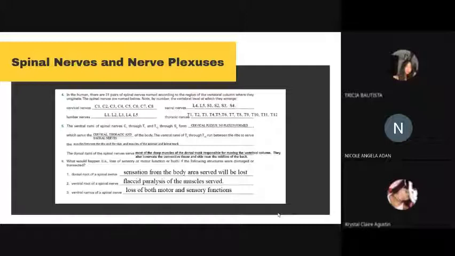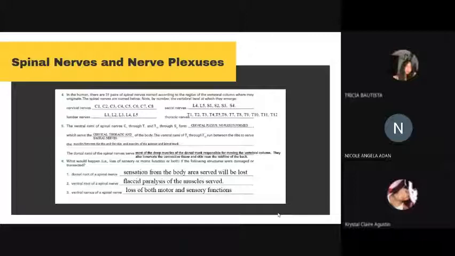The lumbar nerves is composed of the L1, L2, L3, L4, and L5. And the sacral nerves is composed of the L4, the L5, the S1, the S2, the S3, and the S4. For the thoracic nerves, it is composed of the T1 to T12.